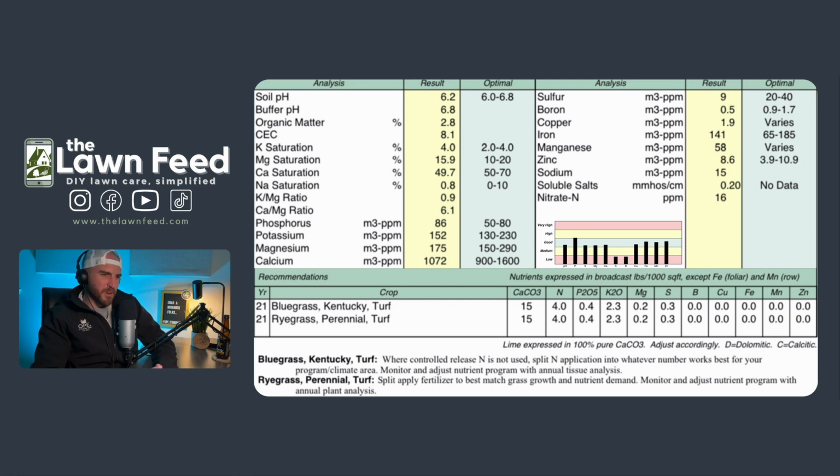Interesting. So if I'm reading this soil test right that's up on the screen, you've got a soil pH of 6.2, and at the bottom, the lab is recommending you put down 15 pounds per 1,000 of lime. Your mag is good, at 15.9, where you're going to want like a 10 to 20 in that range. So a calcitic lime would probably be the best.